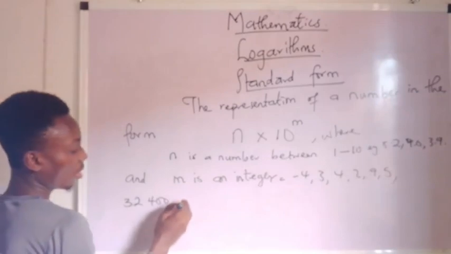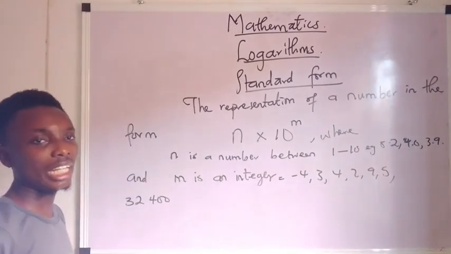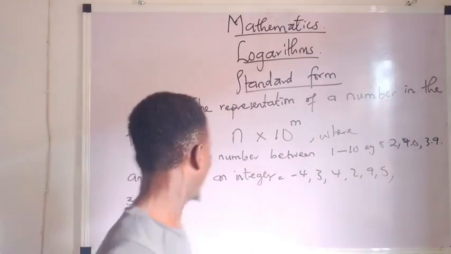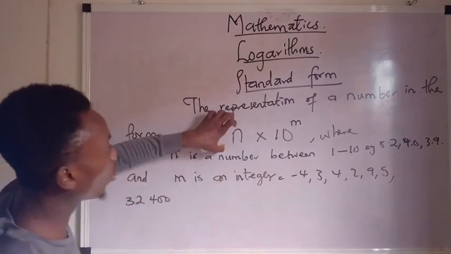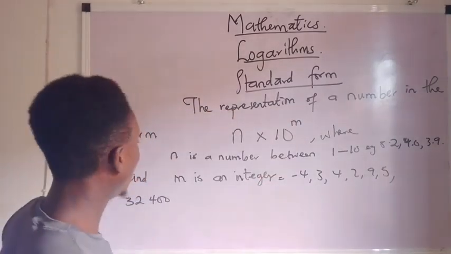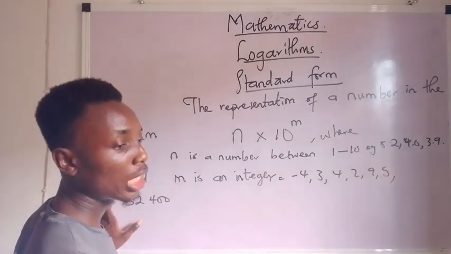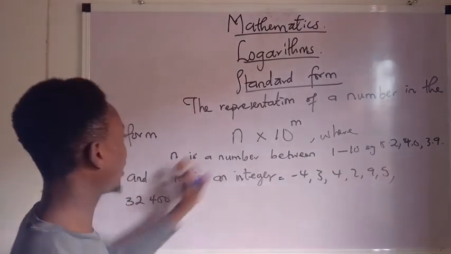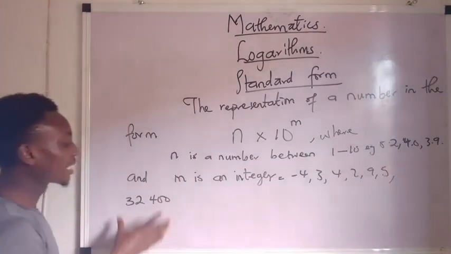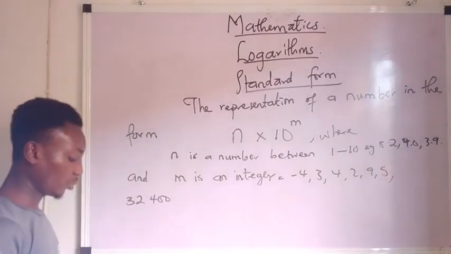Okay, for example, you have a number, 32,400, and you have to represent this in standard form. It's the same number, the number does not change, but you will represent it in this format. So how do you represent this number in this format? For numbers greater than 1, this is what we do.